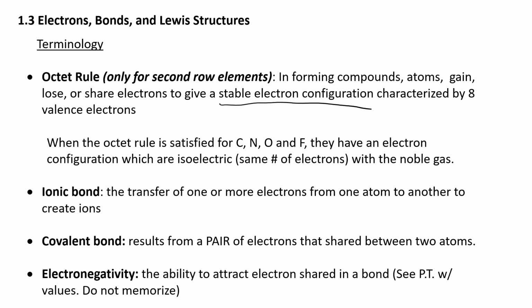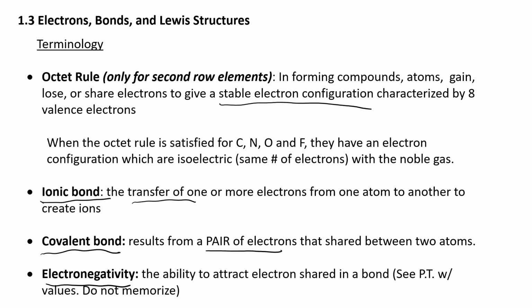An ionic bond is when we have a transfer of electrons, that's usually between metals and nonmetals. And a covalent bond is when a pair of electrons is shared between two atoms instead of having an electron transferred.